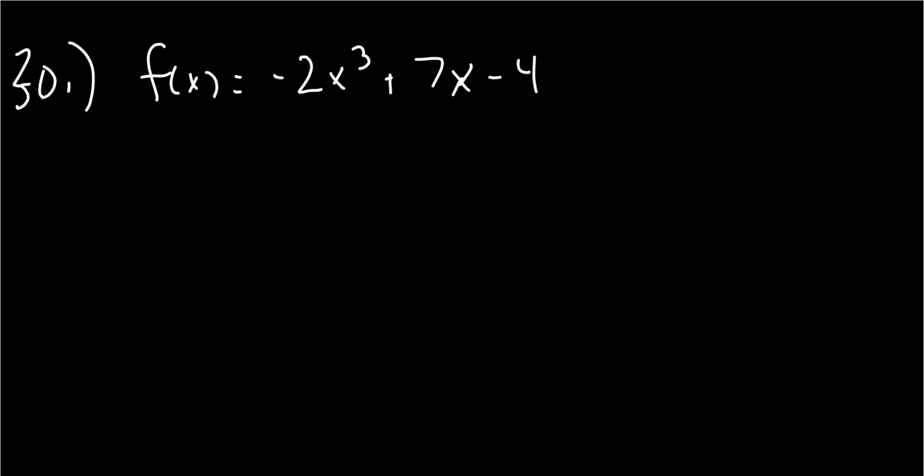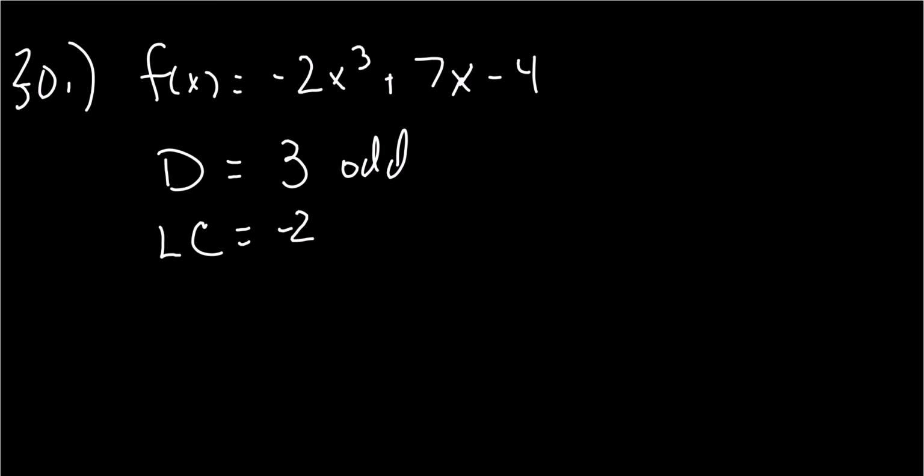All right, 30. I have f of x equals negative 2x cubed plus 7x minus 4. The degree is 3, which is odd. The leading coefficient is negative 2, which is negative.